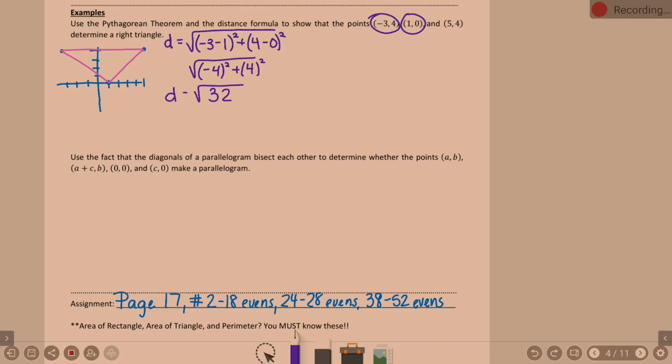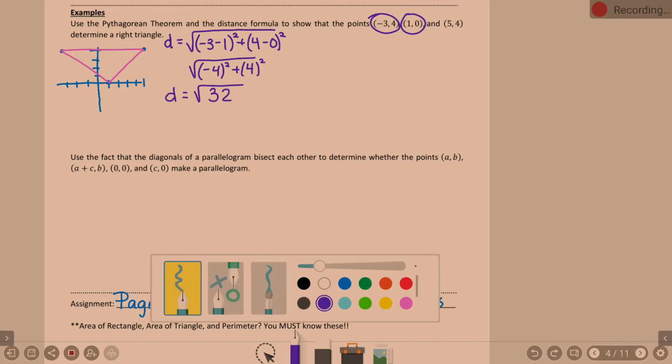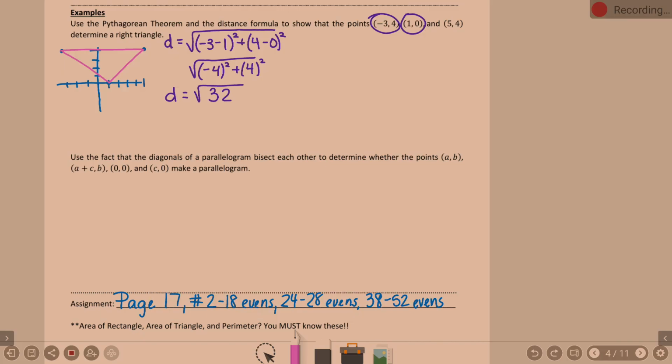Now, there is indeed a decimal answer for it. I also am seeing the path ahead. I'm going to leave this as the square root of 32. It's going to be easier when we have to use this number in a moment. Fair enough? Okay. Pick another pair. 1, 0, and 5, 4.